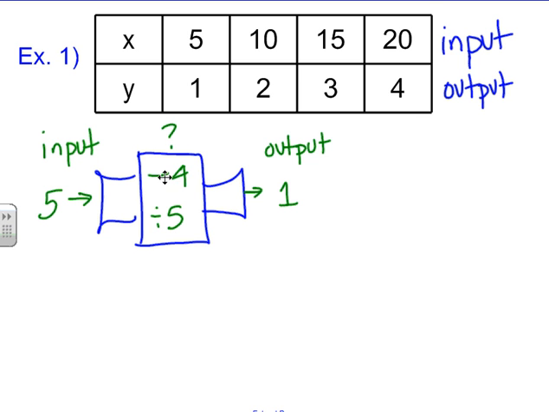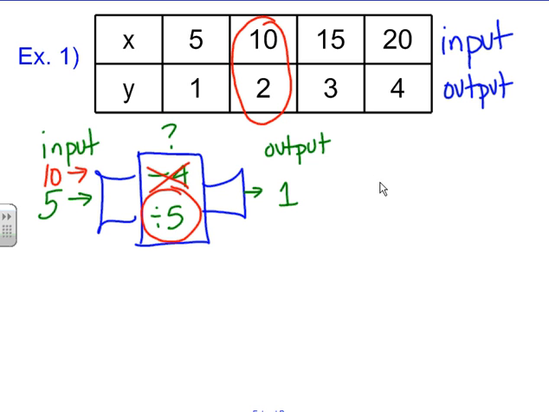So what we're going to do is test our next set of input and output and see what happens. As we put 10 into the machine, 10 minus 4 will give us 6, and that's not what we wanted as an output. So we know that the function machine isn't doing that. But 10 divided by 5 is 2, so that works. Let's continue with dividing by 5 and make sure it works. 15 divided by 5 is 3. 20 divided by 5 is 4. So we know that dividing by 5 is our function.